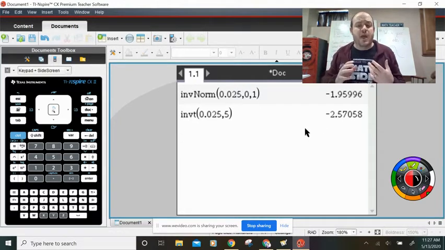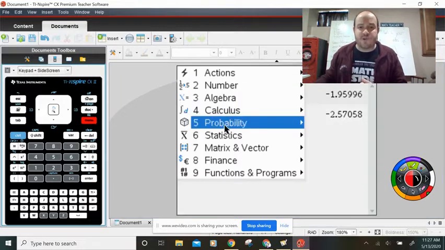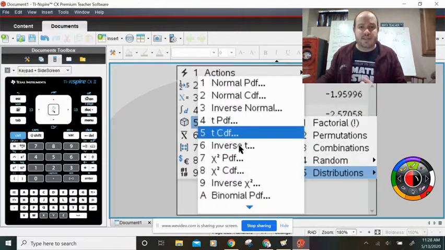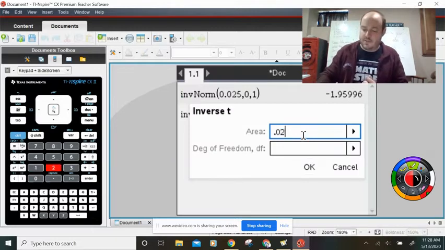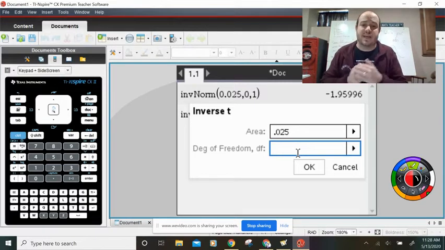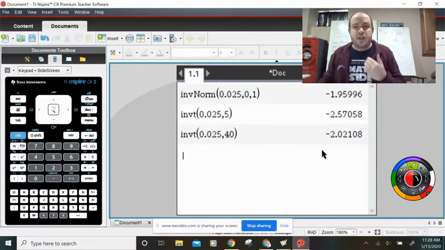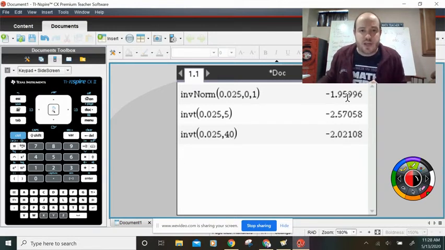But here's the deal. As our sample size gets larger, you're going to notice that this number will get much, much closer to this number. So for example, if I go in and do the same thing, but this time I put in 0.025, and I do a sample size of, let's say, 41. So my degree of freedom would be 41 minus 1, which is 40. And I hit OK. Notice this is much closer to that original than our last one was. So as this sample size increases, this number is going to get much, much closer to this number.